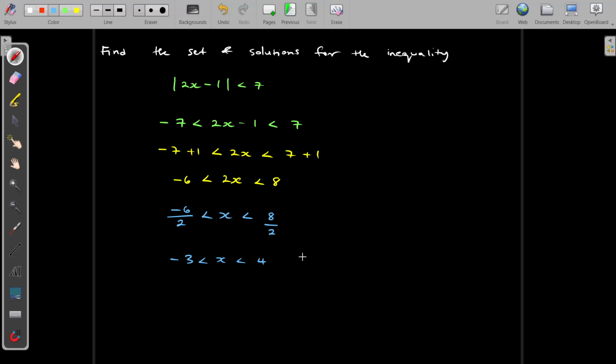All we're doing is transposing per se, but we're doing it on two sides of the inequality. Clear? Yes, sir. Yes, sir.